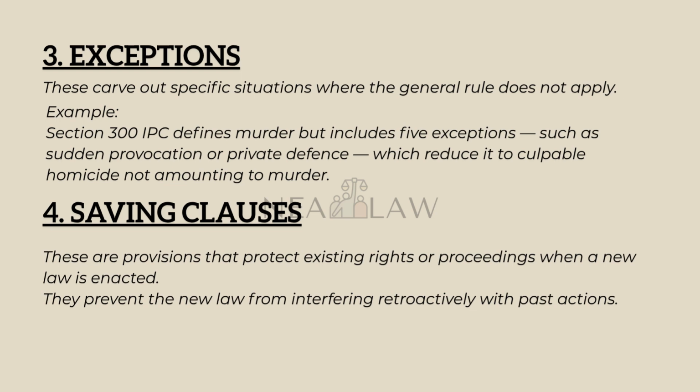3. Exceptions, removing specific cases from the general rule. Next is the exception. Exceptions remove certain scenarios from the operation of the general provision. It's like saying, here's the rule, but it won't apply in this specific case. For instance, Section 300 of the IPC defines murder. However, it has 5 exceptions, such as sudden and grave provocation, under which the offense is not considered murder but culpable homicide not amounting to murder. So, when you're interpreting a statute, always read the exception with the main section to avoid overextending its application.